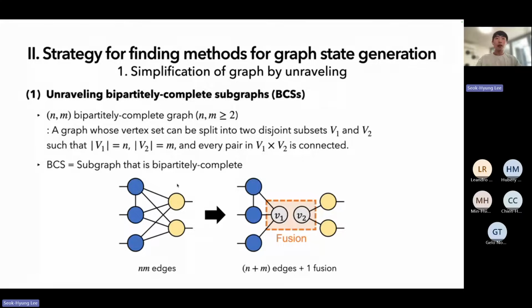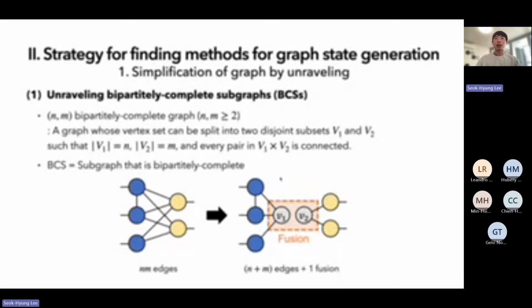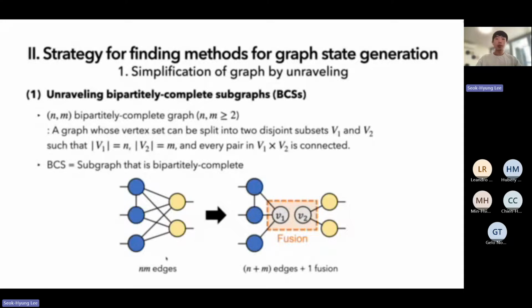If we can find this kind of structure in a graph state, then we can simplify the structure like this. We introduce two additional vertices, V1 and V2, and these are respectively connected with one of the two vertex sets. If you apply a fusion between these two vertices, we can just recover the original subgraph. This process reduces the original n times m edges to n plus m edges and one additional fusion.